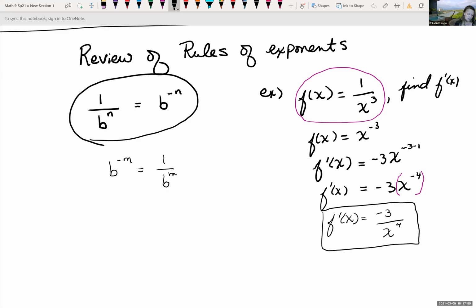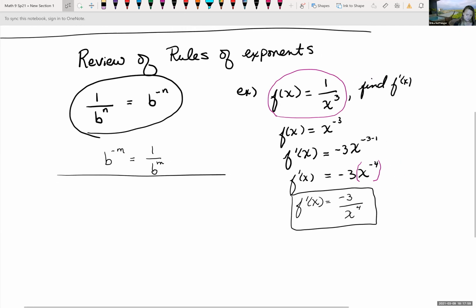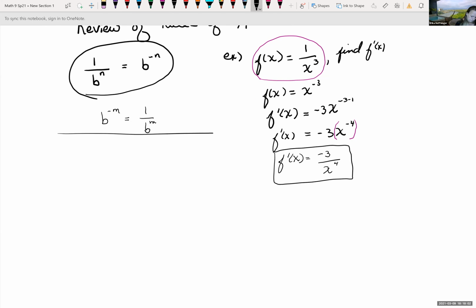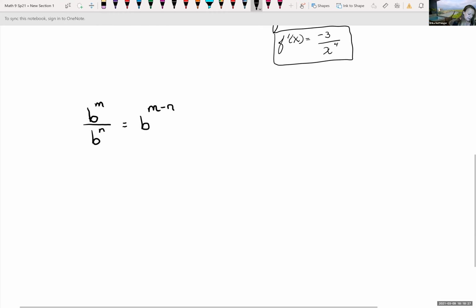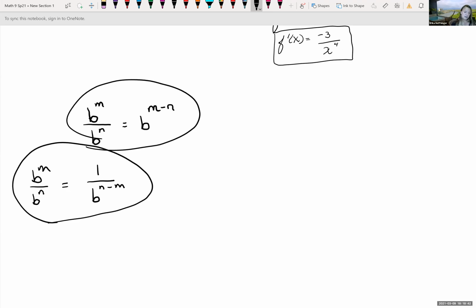Other rules that are helpful are if you have division. So let's say, for example, we have b to the m divided by b to the n. If we have the same base in division, then we can take the exponent on top and subtract off the exponent on the bottom. This is actually equivalent to also, and sometimes this will be helpful when we're rewriting it, 1 over b to the exponent on the bottom minus the top. So these are equivalent. It just depends on whether we are trying to keep the base in the numerator or denominator.